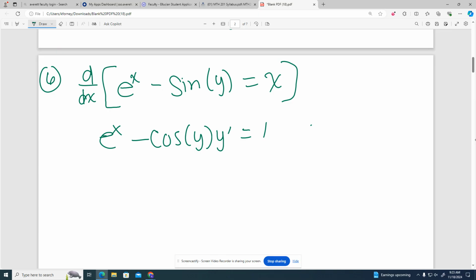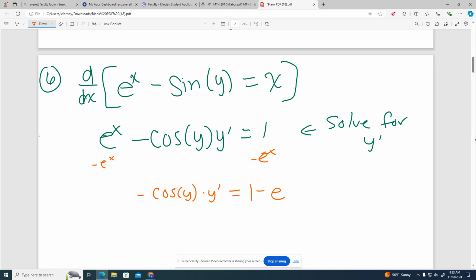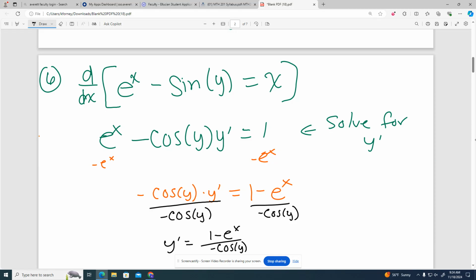So now you want to solve for y prime. So we get the y prime by itself. I'm going to subtract e to the x. That's negative cosine y times y prime equals 1 minus e to the x. So we want to divide by negative cosine y. So y prime equals 1 minus e to the x over negative cosine y.